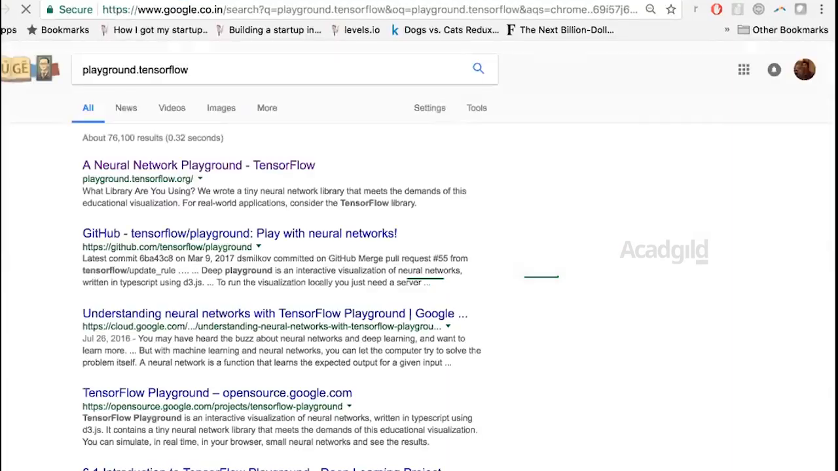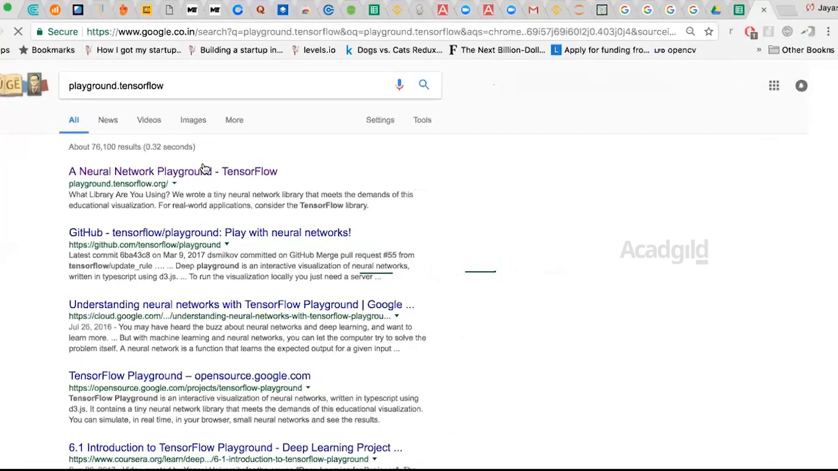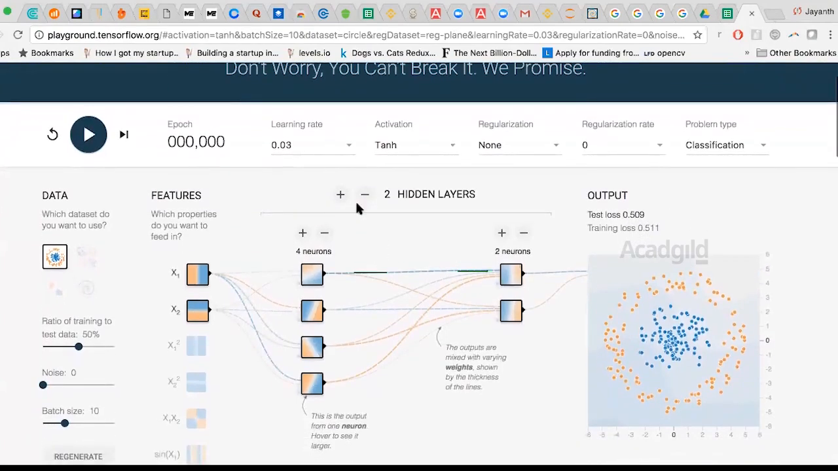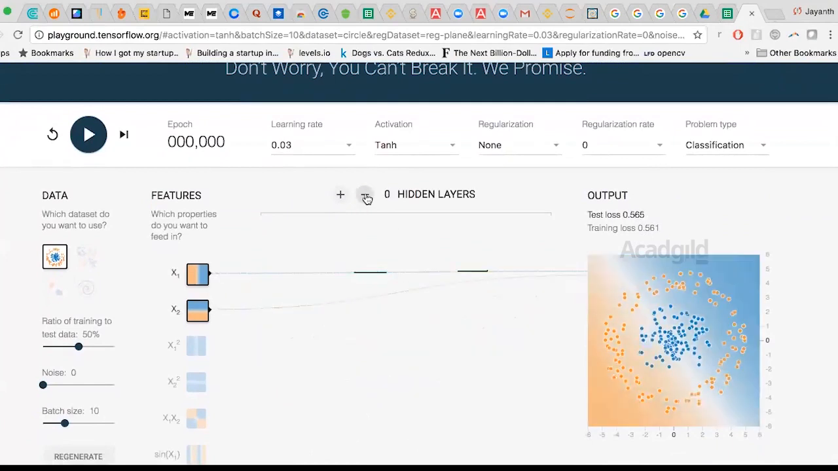So you guys can open this on your systems as well, this site, playground.tensorflow.com. It's a very useful site to understand how neural networks and deep learning actually work. So here you go. First thing is, I just have one layer, and this is the output function that I am trying to approximate.